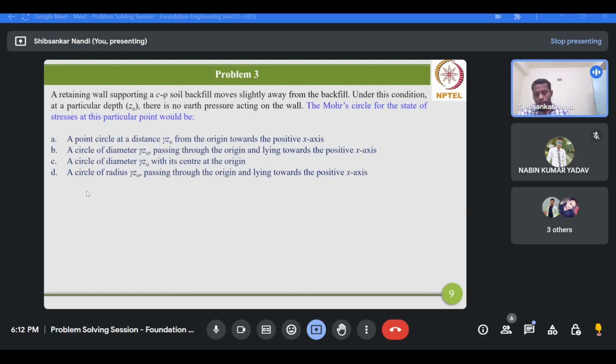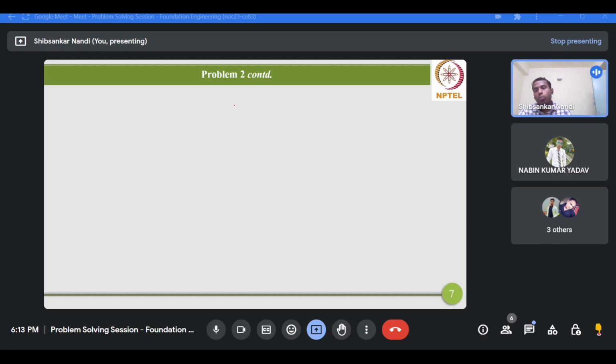Now we'll take problem 3. So this is related to the previous problem, that is problem 2. The retaining wall supporting a C5 soil backfill moves slightly away from the backfill. That means it's talking about the active earth pressure condition. Under this condition, at a particular depth Z0, there is no earth pressure acting on the wall, which we have just seen.